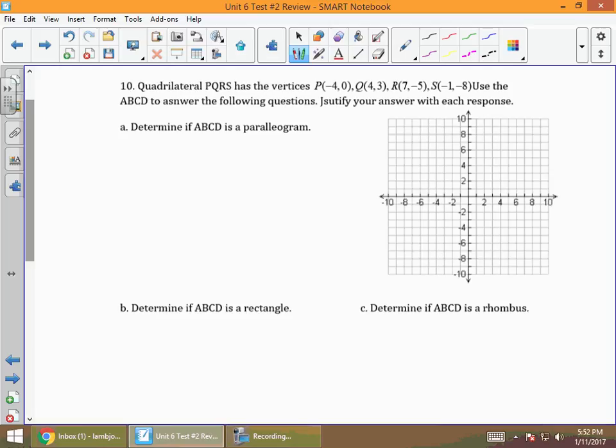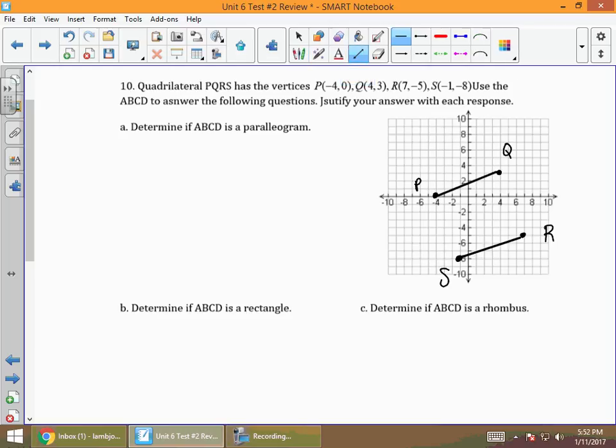I'm going to get down to the meat and potatoes of what this question is after. So I'm going to call them P, Q, R, and S. So -4, 0 is P. 4, 3 is Q. 7, -5 is R. And -1, -8 is S. All right, so that is P, Q, R, S.